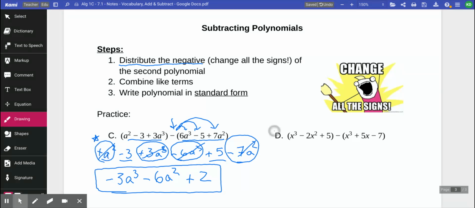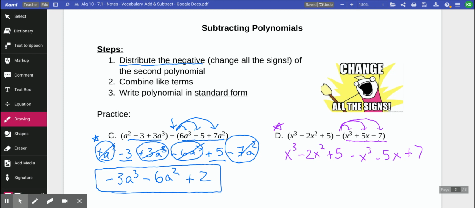Okay. Example D, same idea, okay? X to the third minus 2x squared plus 5 minus x to the third plus 5x minus 7. So we're going to distribute this negative to all of these three terms. So this positive x to the third has become a negative x to the third, positive 5x becomes a negative 5x, and negative 7 is going to become positive 7. So I'm just going to rewrite all those. So these first three terms, the first polynomial, stay exactly the same. Now this is going to become minus x to the third minus 5x plus 7.